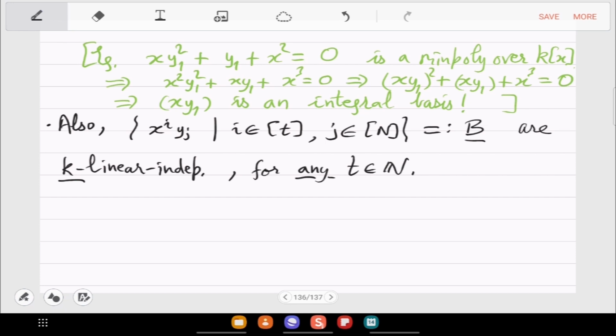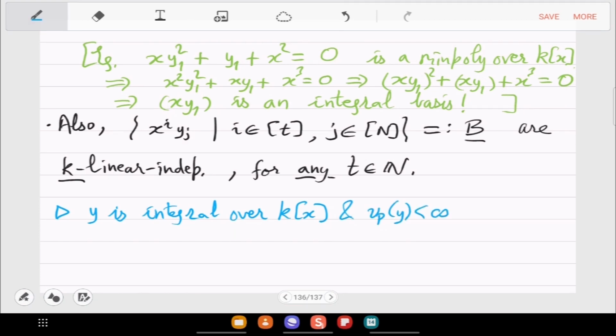So this is clear. The other property I want you to see is, if y is integral over kx and has negative valuation, then x has negative valuation. This is not very difficult to see. Let's quickly check this.